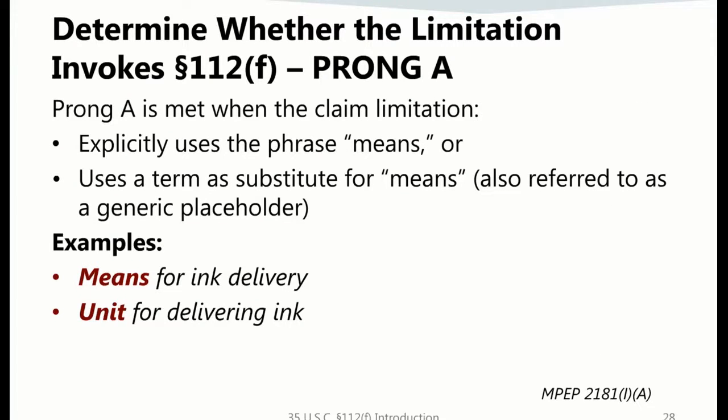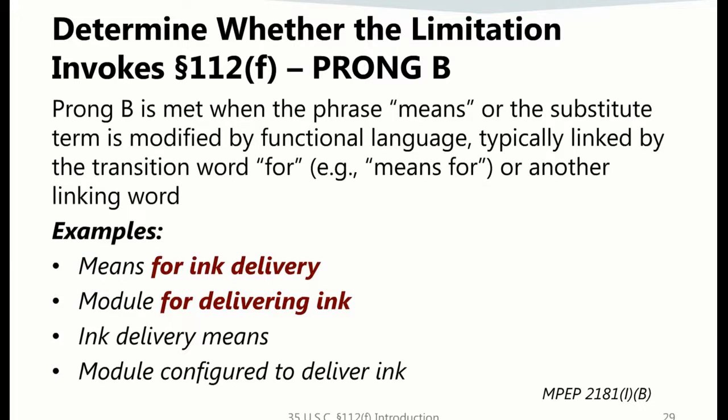Prong A is met when the claim limitation explicitly uses the phrase "means," or a generic placeholder for "means." Prong B is met when the phrase "means," or the substitute term, is modified by functional language, typically linked by the transition word "for," as in "means for," or another linking word.